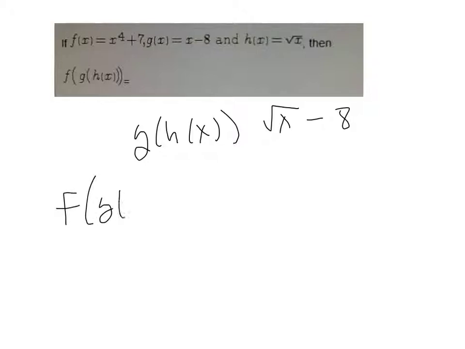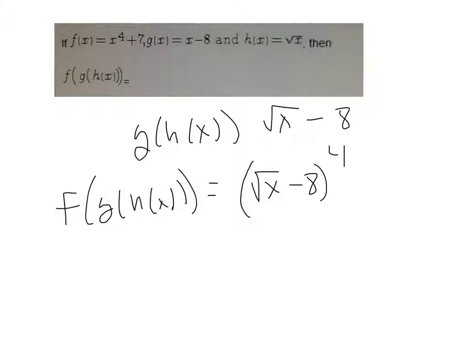So here's the g function, and every place I see an x, I'm going to replace it with the square root of x. So g of h of x becomes the square root of x minus 8. And now we're going to substitute that into the f function. So to find that f of g of h of x, we're just going to nest that result into the x to the fourth. So the square root x minus 8 to the fourth power plus 7.